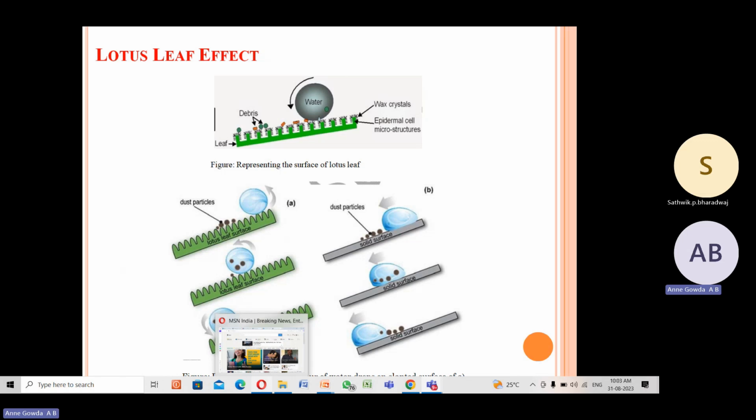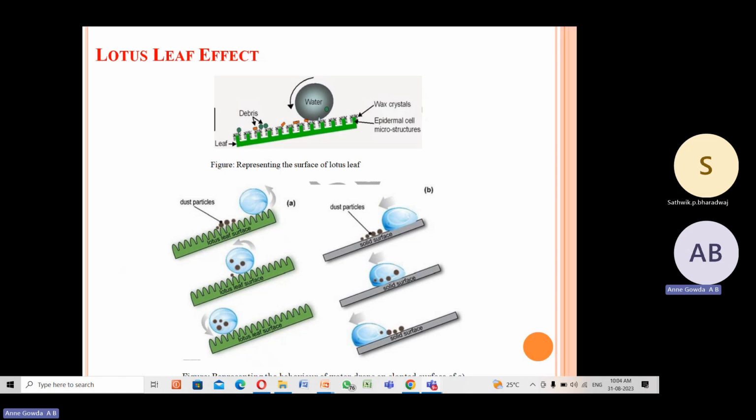When water falls on this lotus surface, it clearly rolls off, and along with this, it also takes all the dust particles sitting on that surface. Because these bumps create a high surface angle. You can observe here clearly the normal surface and the lotus leaf surface. When water falls on a normal surface, there will be friction between that water droplet and the surface, so it cannot wash out all the dust particles sitting on that surface.